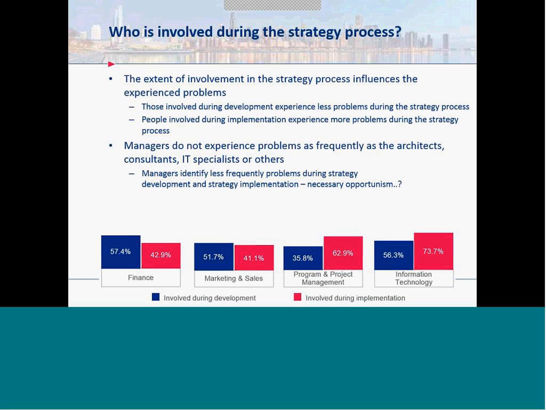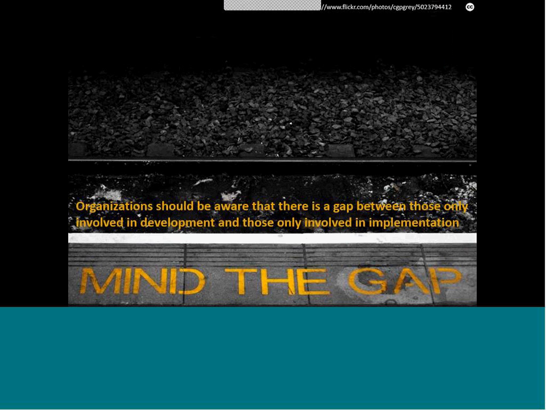A factor in success seems to be who is involved. We see that typically staff organizations like finance, marketing, and sales are involved during the development of strategy. Organizational actors like program and project management, as well as IT, are involved during the implementation phase. Those involved during the development of architecture experience fewer problems, and we see that the problems are concentrated in the implementation phase. There seems to be a big gap between those that are only involved in the development and those only involved during implementation. So it's not a big surprise that the recommendation is to involve key implementation players already in the development of your strategy.